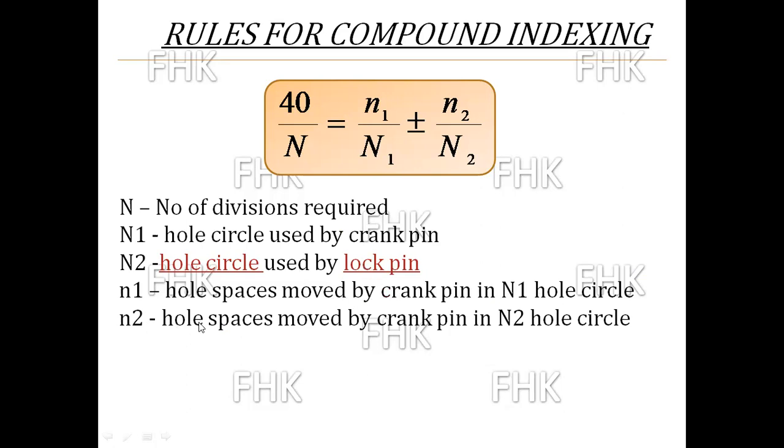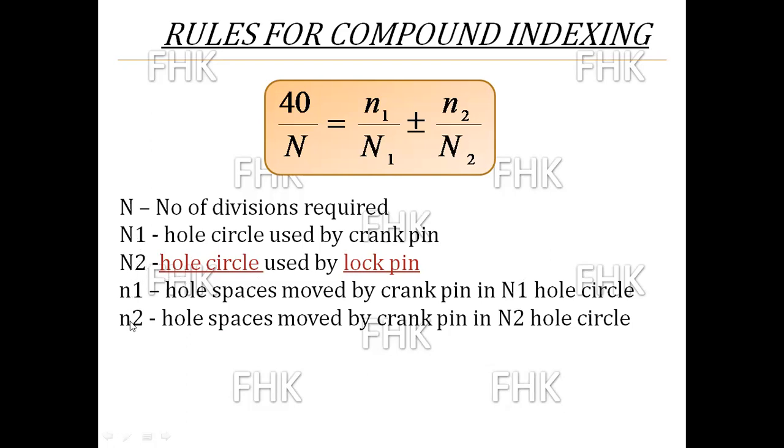And N2 is the whole space moved by the crank pin in N2 whole circle. N1 and N2 is the number of whole circles, that is nothing but 15, 16, 17, 18, 19, 20. These are the number of whole circles on the first plate. So these will be standard holes on the first plate or second plate or third plate, capital N1 and capital N2.